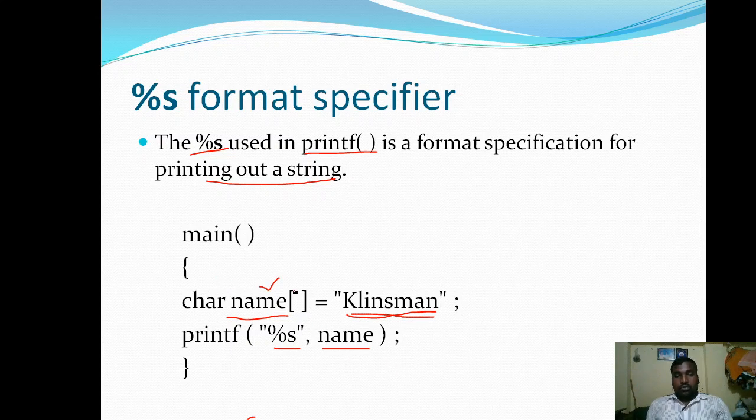So if you want to print an array of characters, you just specify the name of the array, so that it is going to print all the characters available in that particular array with the help of this percentage s access specifier.